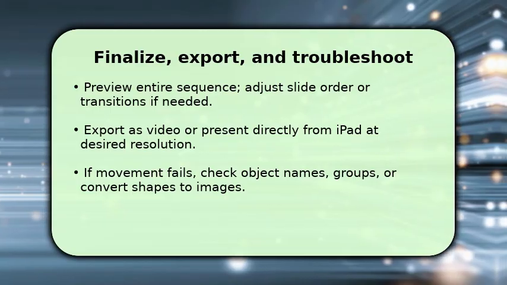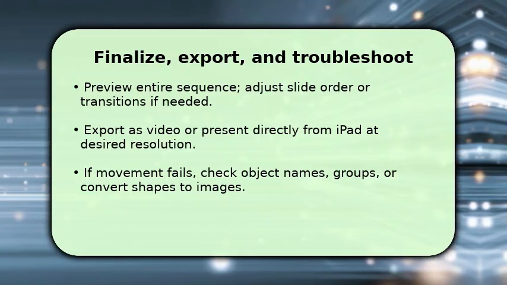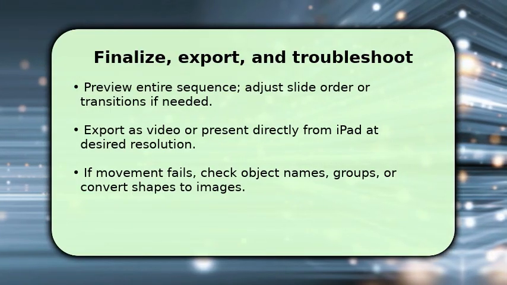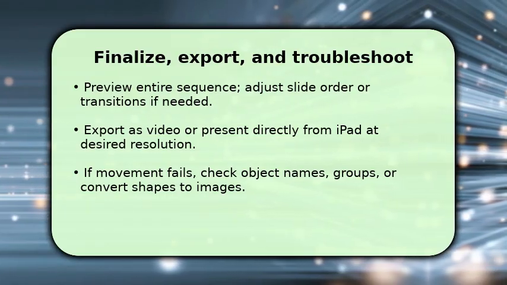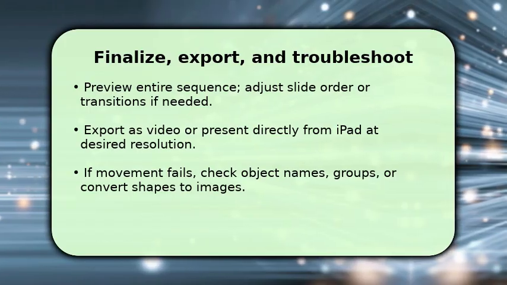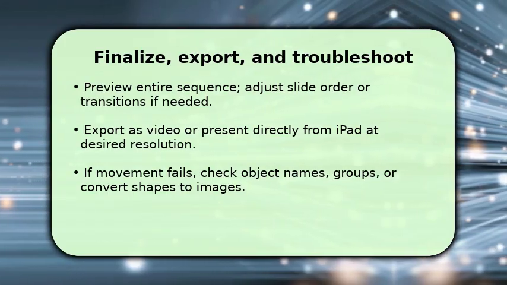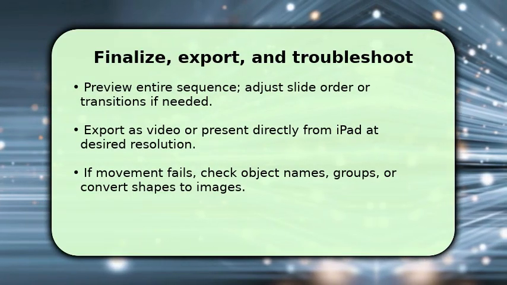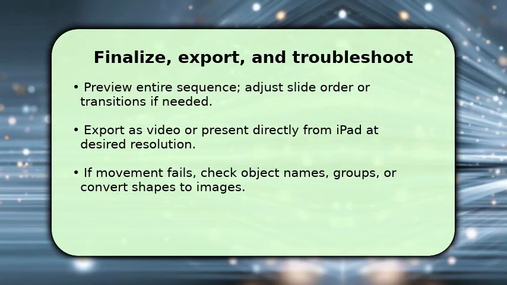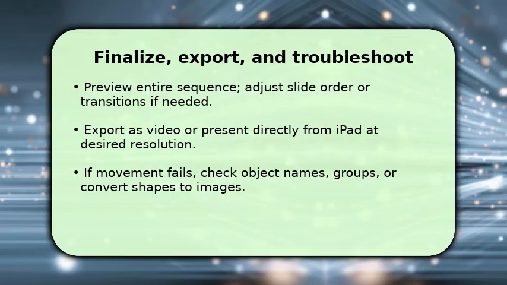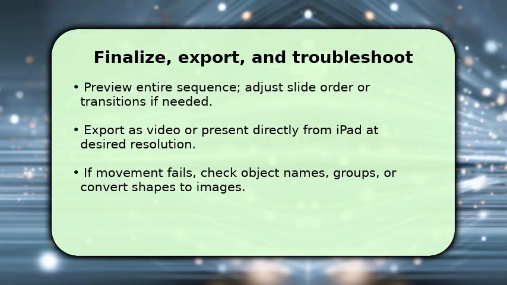When ready, present directly from your iPad or export as a movie at your chosen resolution and frame rate. If a specific object won't animate as expected, rename matching objects, ungroup then regroup, or flatten complex elements to images. That usually forces proper morphing. One quick troubleshooting step: ensure objects are not duplicated with slightly different properties.